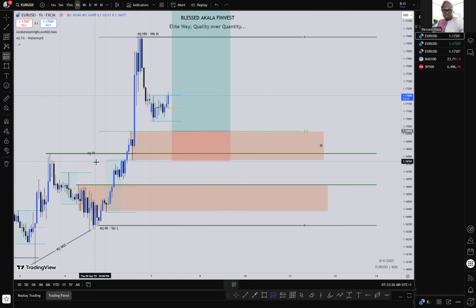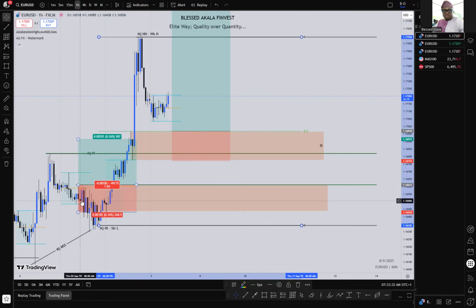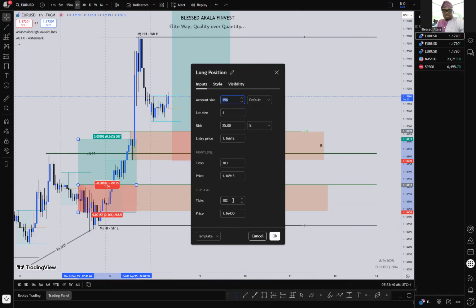We have another buy from within this leg. I'm going to be buying from this leg here, putting my stop loss below this little internal structure that we have here. I'm going to be doing the same thing for this one, at least making it 1.5. That's 185.